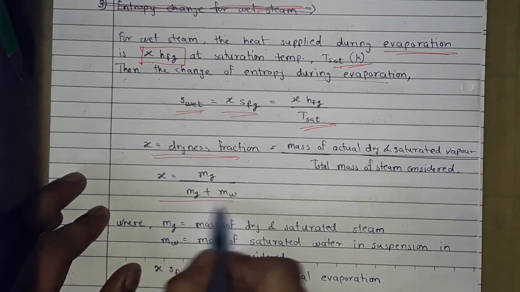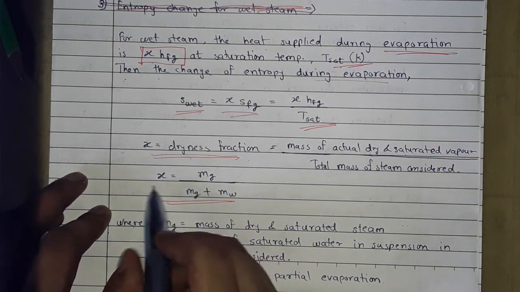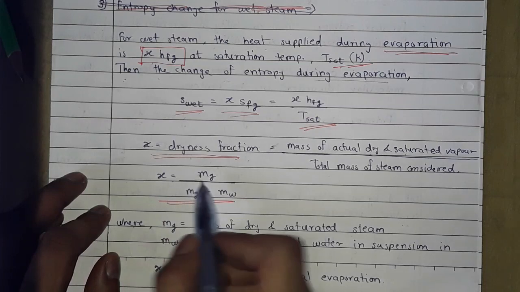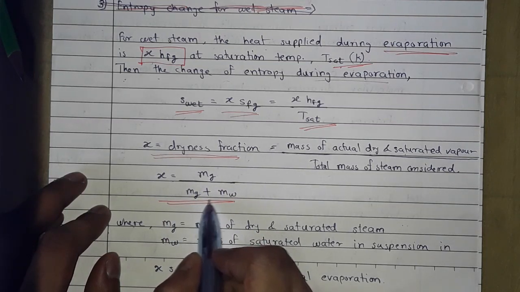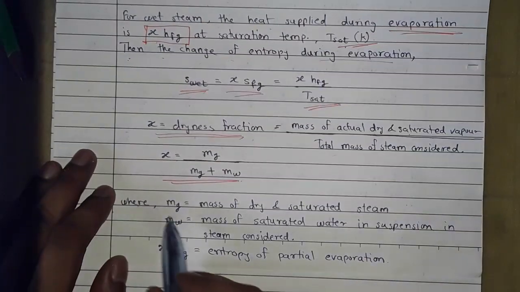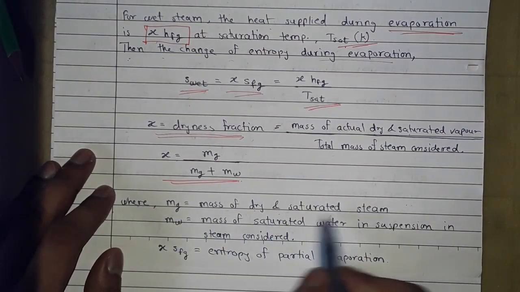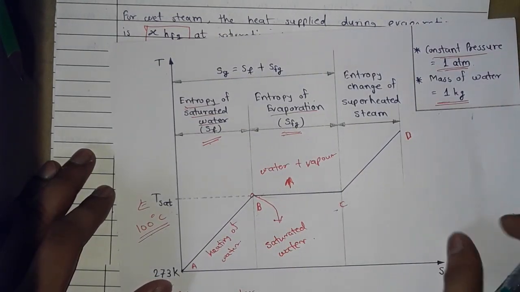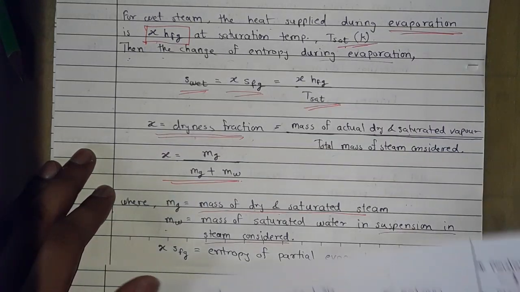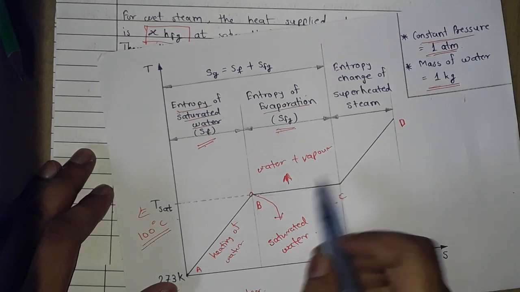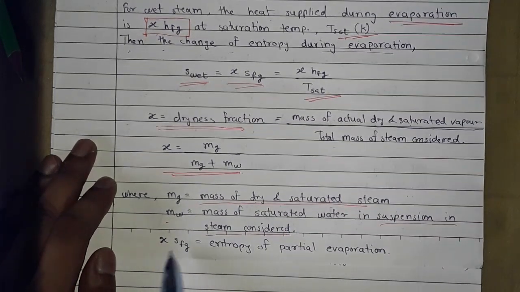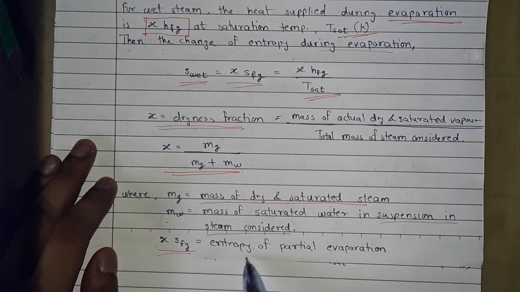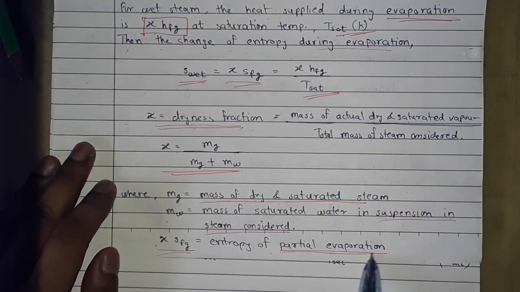Here friends, in symbolic representation we can call it as X is equal to mg upon mg plus mw. Here friends, mg means mass of dry and saturated steam, and mw is the mass of saturated water in suspension in the steam considered. That is friends, the steam which we considered here, in that the suspended water particles, moisture you can say. Here friends, XSFG is equal to entropy of partial evaporation. Okay.